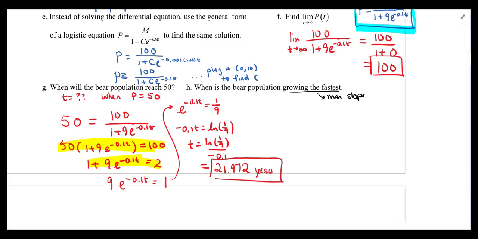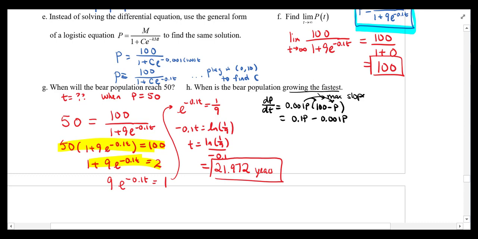So I'm going to ask us to look at the equation dP/dt again, and I think from part A that was 0.001P times (100 minus P). I'm going to ask you to multiply this out so that we don't have to use the product rule. That gives 0.1P minus 0.001P squared. If that is my derivative and I want to maximize this, then I need to find the derivative of the derivative, which is the second derivative.